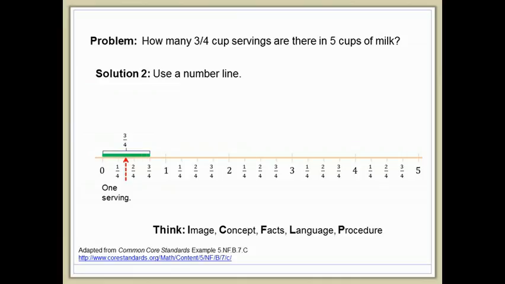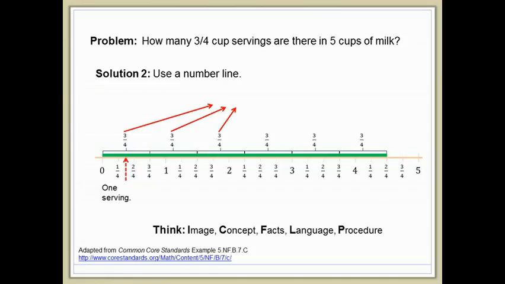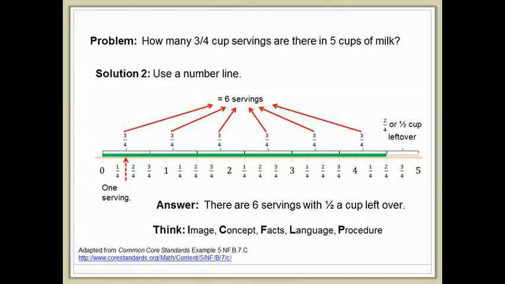The question is how many of these will fit in the full 5 cups. And so we just repeat the 3/4 cup serving as many times as we can. You'll notice that we have a little bit left over, and we'll get to that in a moment. But in the meantime, we can see that we have 6 servings, each of 3/4 cup in size. And we'll have also 2/4 or 1/2 cup left over. So again, we come up with the same answer, this time a little more abstract than when we're using circles. And we see that there are 6 servings with a 1/2 cup left over.